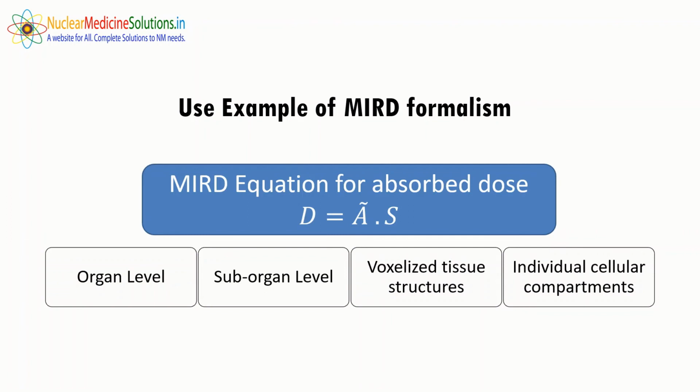So let's see how to calculate absorbed dose using MIRD formalism. The equation for absorbed dose in MIRD is D = Ã × S, and this S value can be seen in tables for organ labels, sub-organ labels, voxelized tissue structures, and individual cellular compartments. So we just need to calculate this Ã, the time integrated activity, and we have ready to use S values. Simply we multiply and then we can get the value of absorbed dose D.